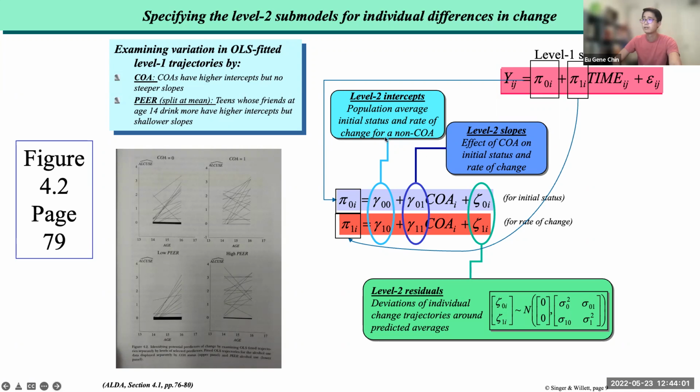Here's another way to look at it. Gamma 00, gamma 10, represents the population average initial status and rate of change for non-COA, for kids whose parents are non-alcoholics. This one, on the other hand, represents the effect of COA, having parents who are alcoholics, on the population's initial status and the rate of change. So they're all kind of connected. And the more you look at this, the more you work with longitudinal data and multilevel models, the more this will come a little bit easily to you.